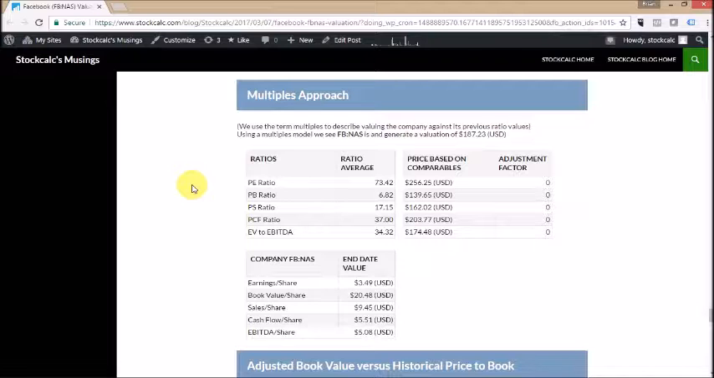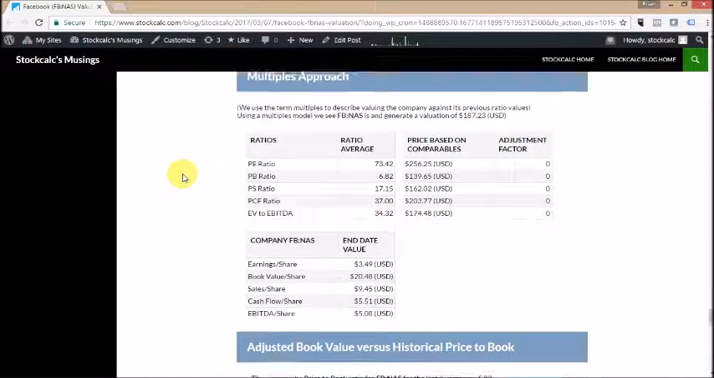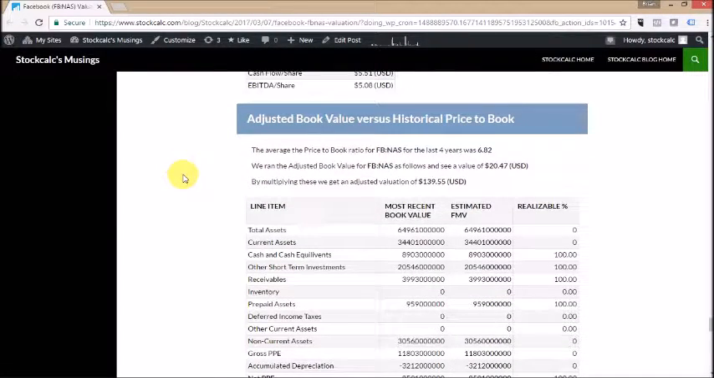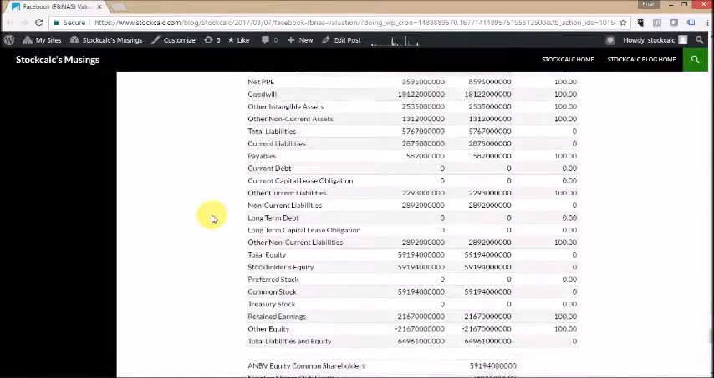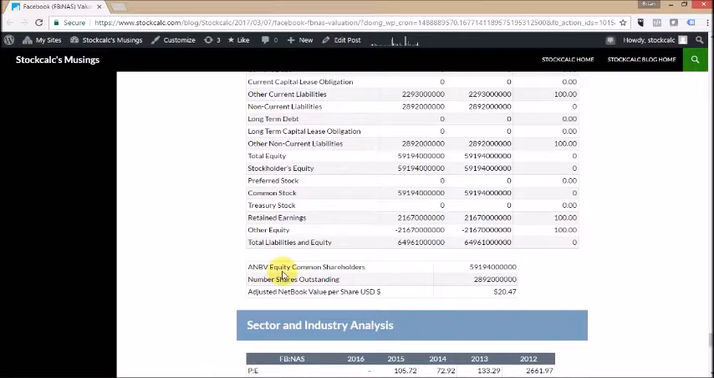For a stable company that's been in business for a long time, you would expect to see these line up very well, and we would end up with a valuation that would be very close to the company's current price. Finally, the adjusted book value, we basically calculate the book value. So if I go to the bottom here, it's the equity for the common shareholders divided by the number of shares outstanding, gives us the adjusted book value per share.